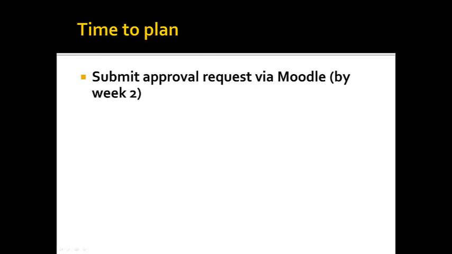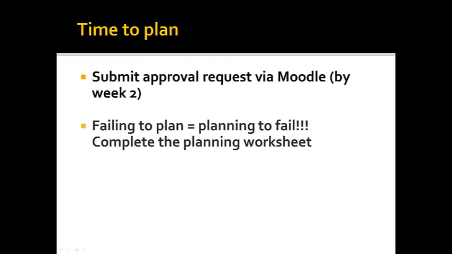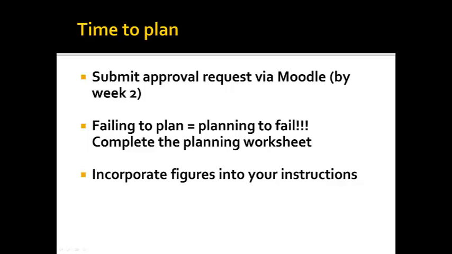Okay, so time to plan. So submit your approval request via Moodle by Week 2 and you'll get a reply saying yes, go ahead, or maybe you need to think about this, or please don't use guns, or whatever it is, and maybe you need to rethink your task. Now, failing to plan is planning to fail. There is a worksheet that you can use to plan your task in the Week 2 topic on Moodle. Make sure that you incorporate figures into your instructions, and we'll talk more about how to do that in the Week 3 topic on Moodle.